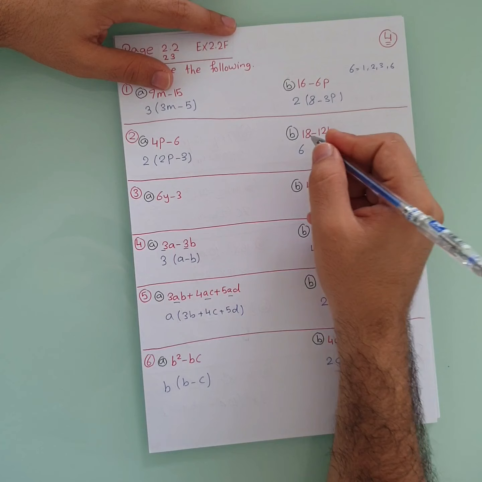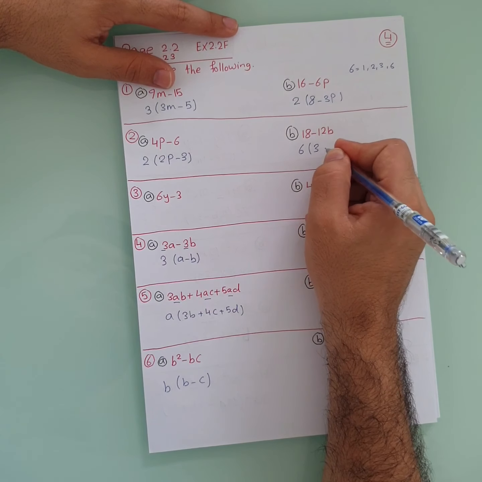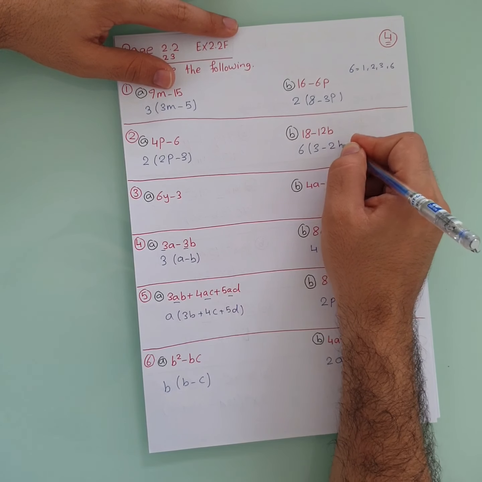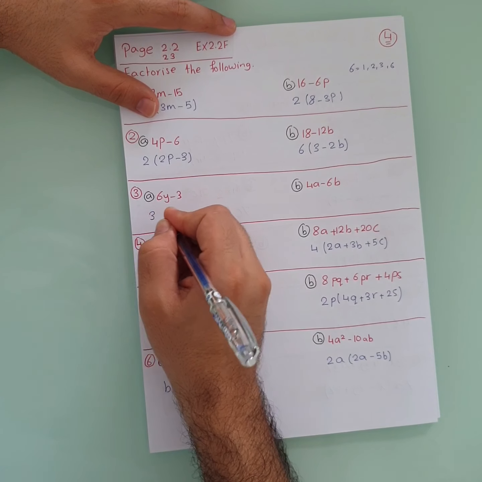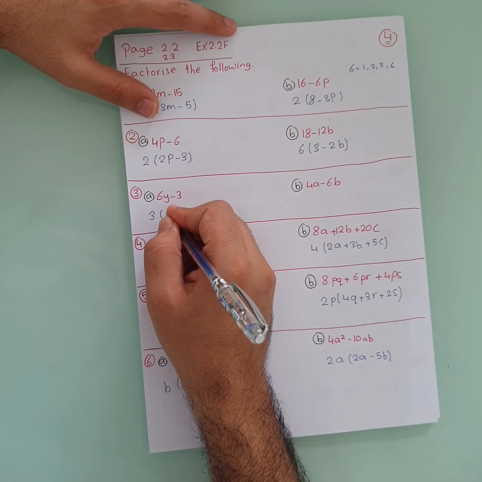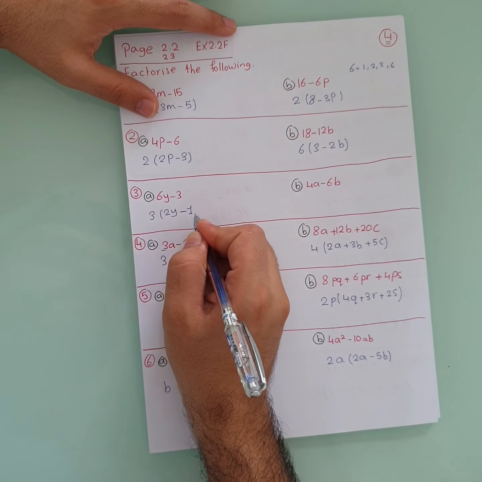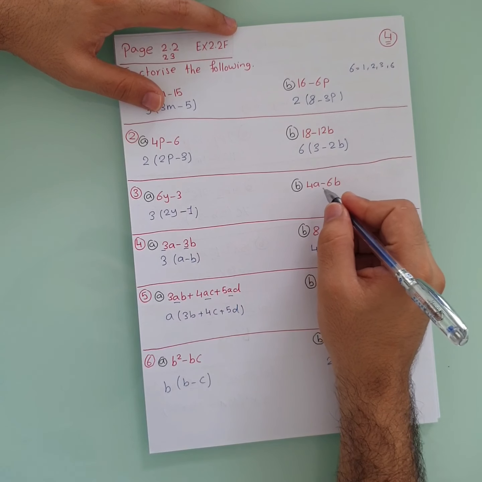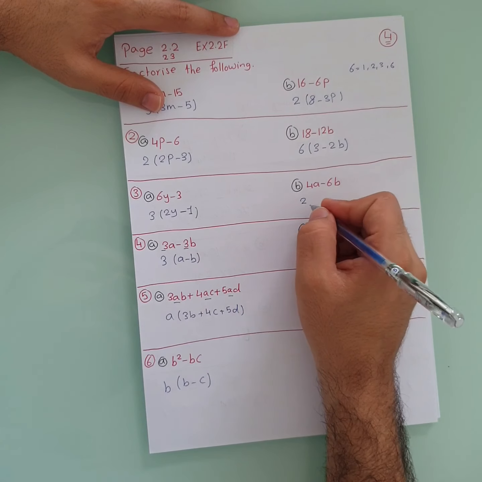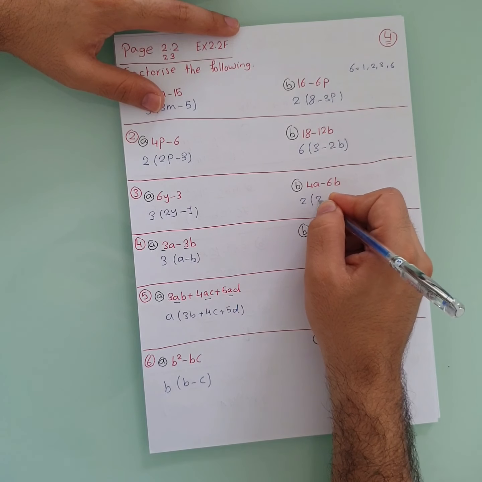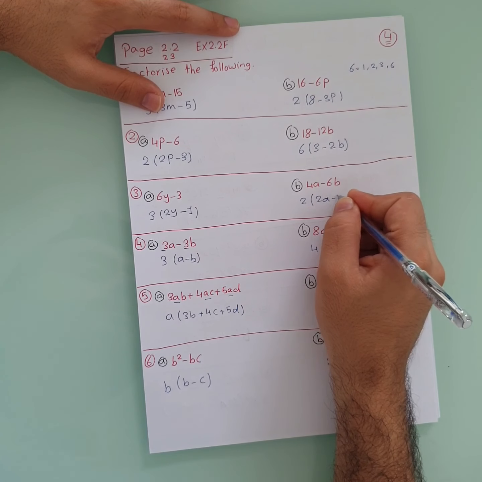What is the highest common factor of 18 and 12? Immediately, if you know the multiplication table, you'll know that 6 is your highest common factor. So 18 divided by 6 is 3, minus 12 divided by 6 is 2, and then b goes down. Next, 6y minus 3, this is immediately 3. 6 divided by 3 is 2y. Don't leave it alone again: minus 1. Don't forget this one. 4a minus 6 is actually 2. There is no common factor in a and b, so it's only number 2. So 4 divided by 2 is 2a, minus 3b.